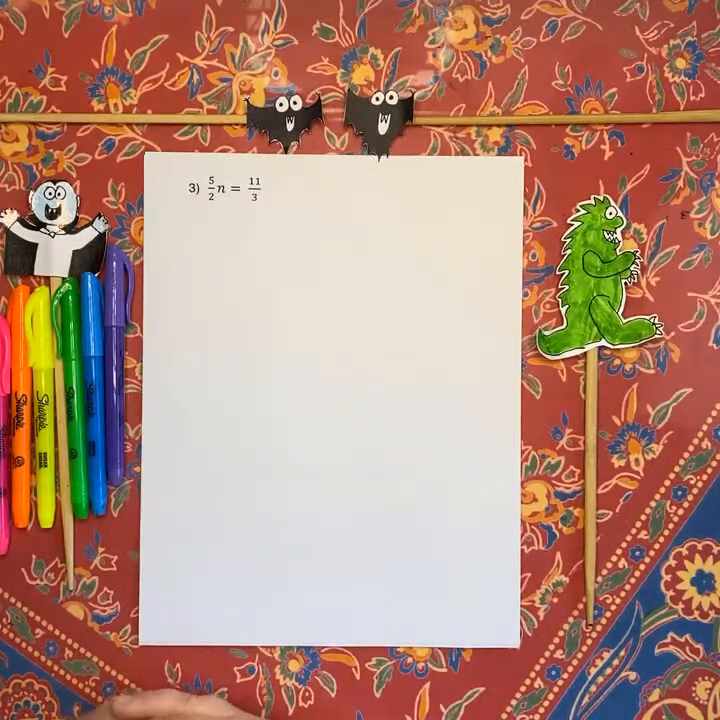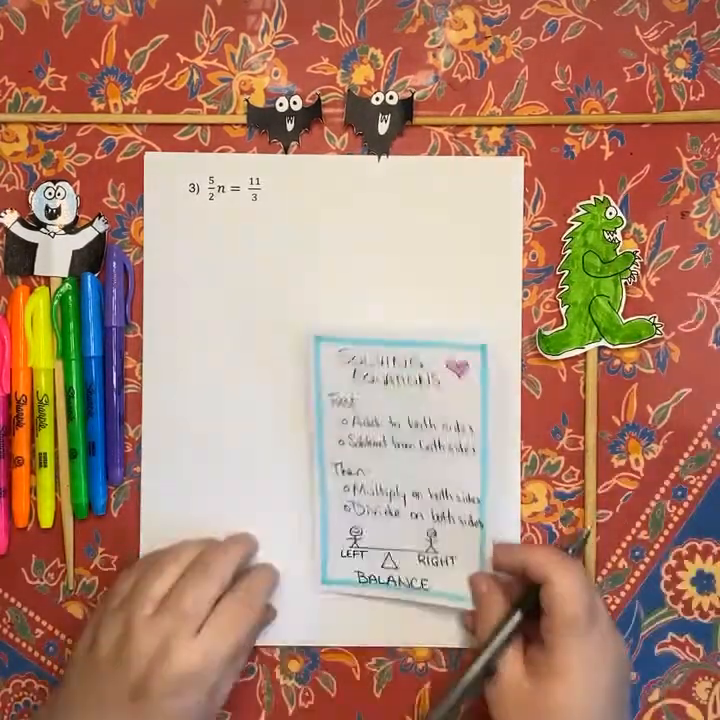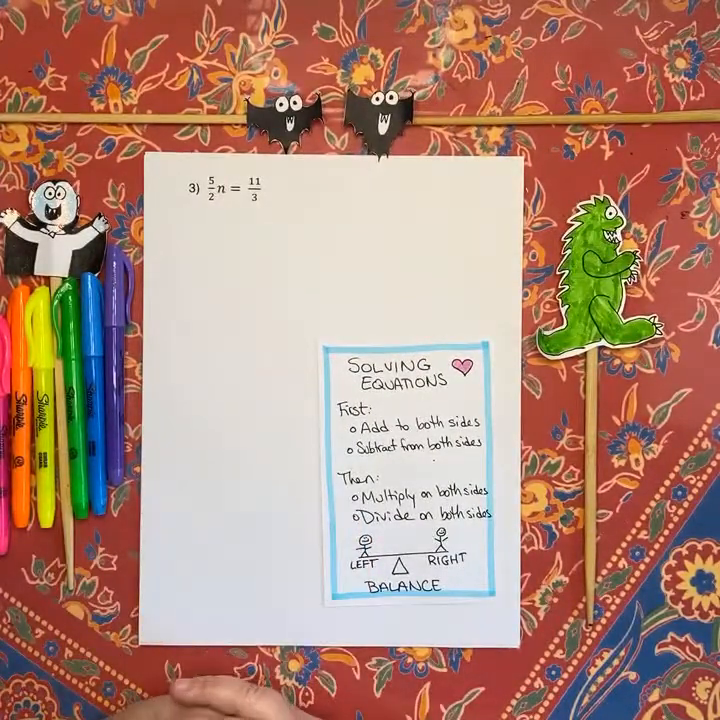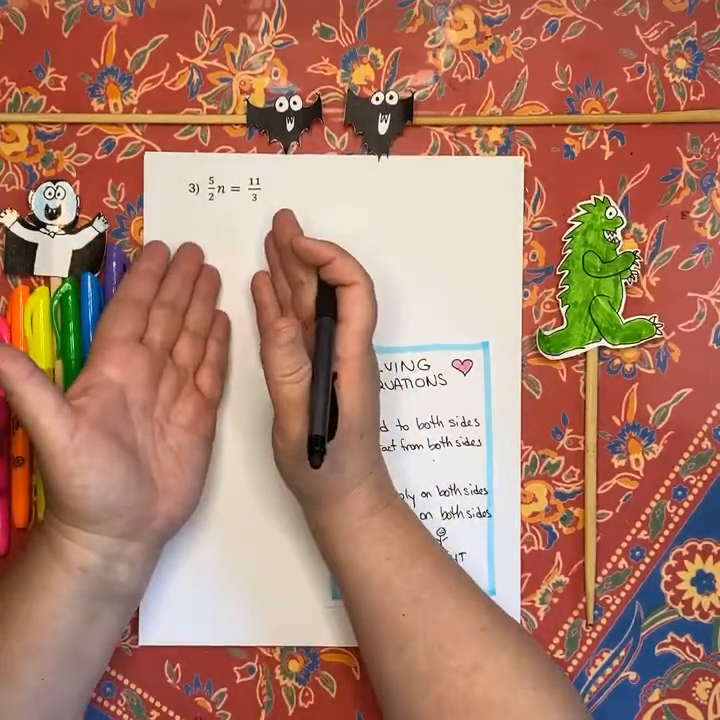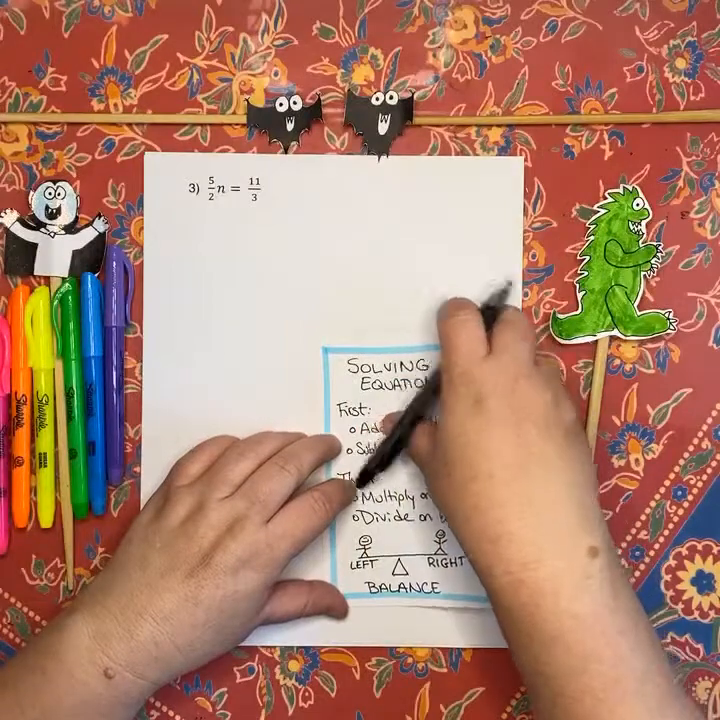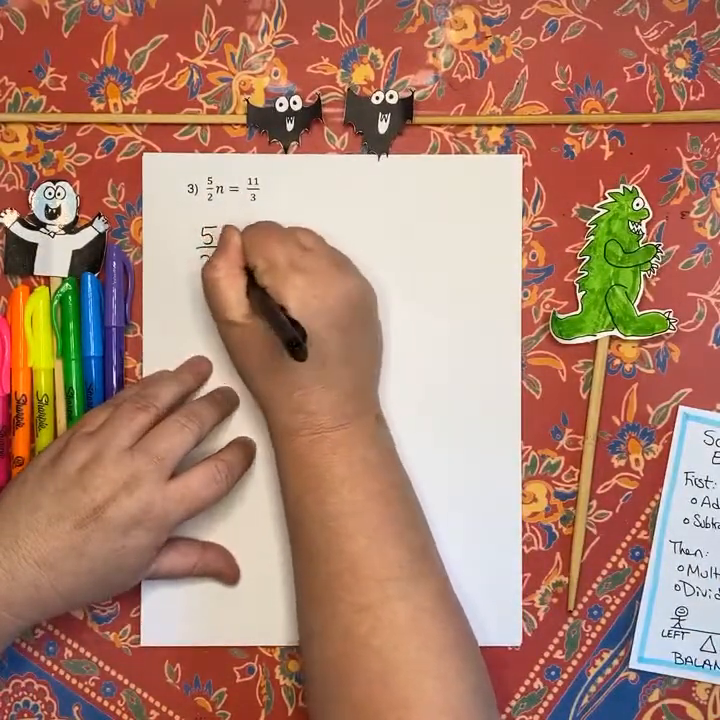But the great thing is if you have the tools, you know what the rules are, you know how to balance things, you're going to be just fine. We just got to take it slowly. If you come across a problem like this that has a bunch of fractions in it, I recommend you write really big, really, really big. I'm not kidding.